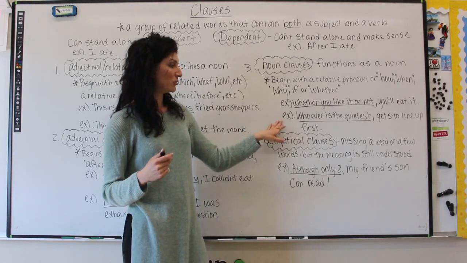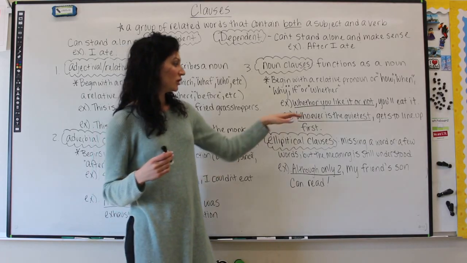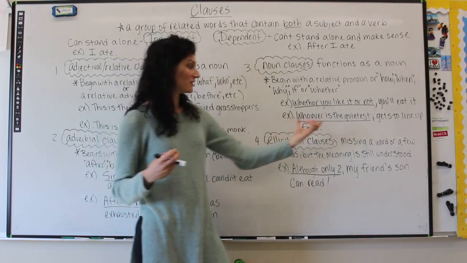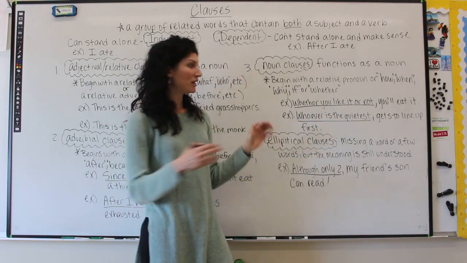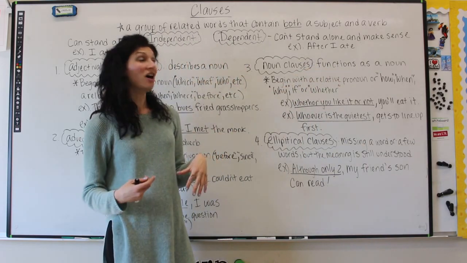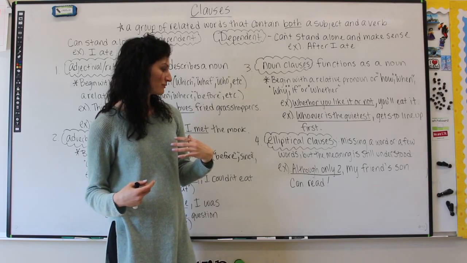In the next example, we have whoever is the quietest gets to line up first. Whoever is functioning as the subject of the clause, and is the verb, and together this clause is acting as a noun or the subject of our sentence. Therefore, it's considered to be a noun clause.